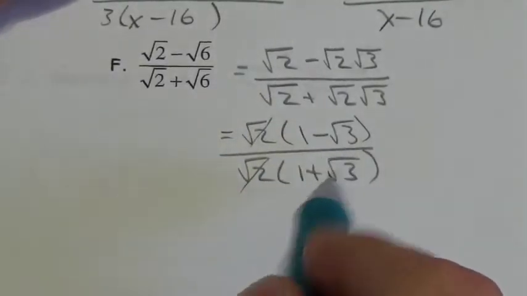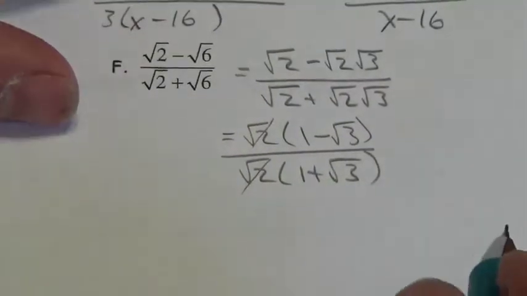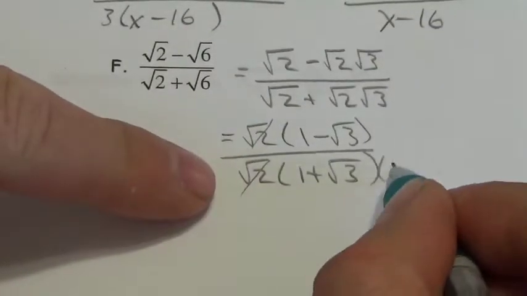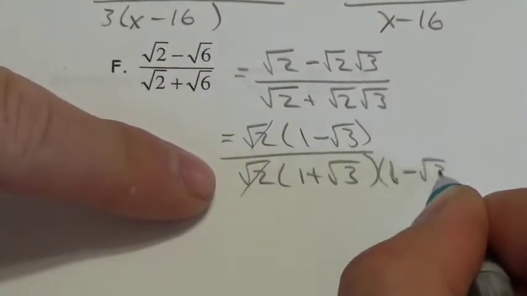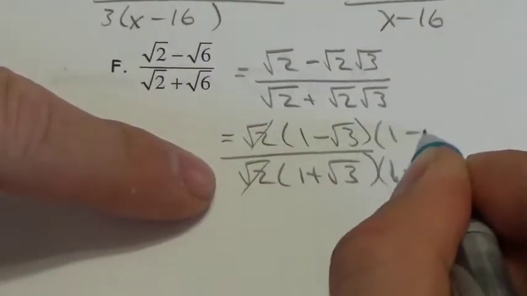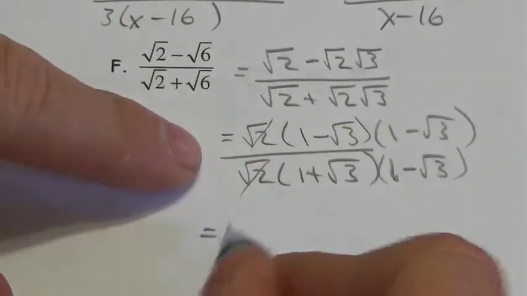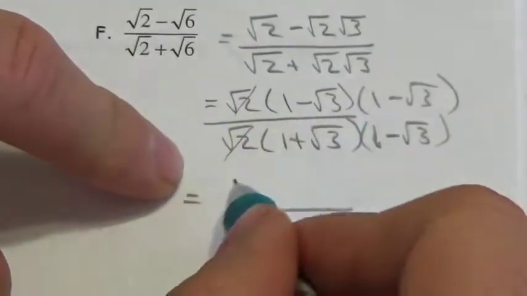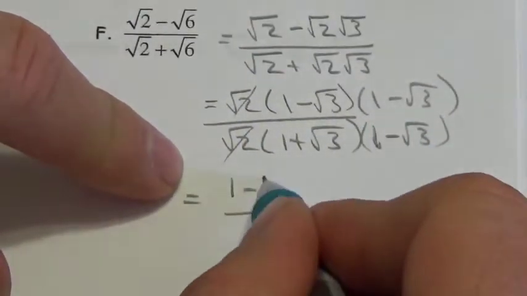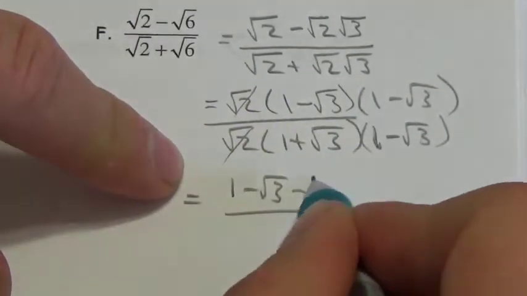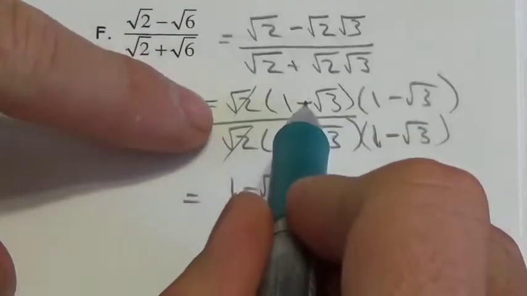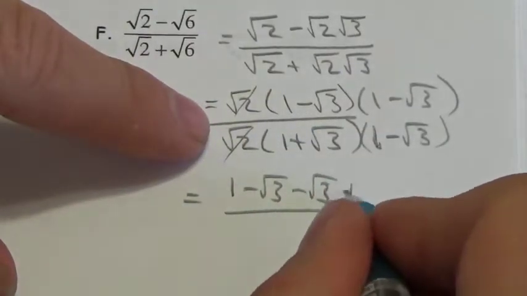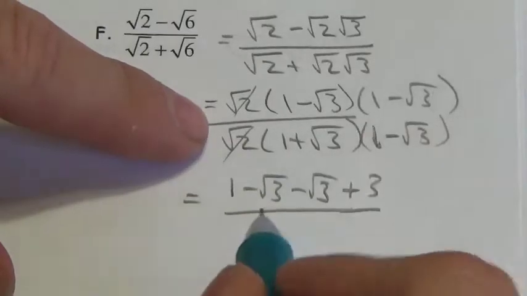1 minus root 3, divided by, I should say, 1 plus root 3. And now I'll multiply by the conjugate of the denominator. And it's just a little bit easier for me to do it when it's written in this form. Okay, the numerator is going to be 1 minus root 3 minus root 3, and then I'm going to get negative root 3 times negative root 3 will become positive 3.